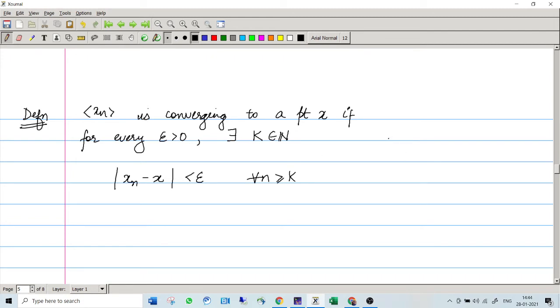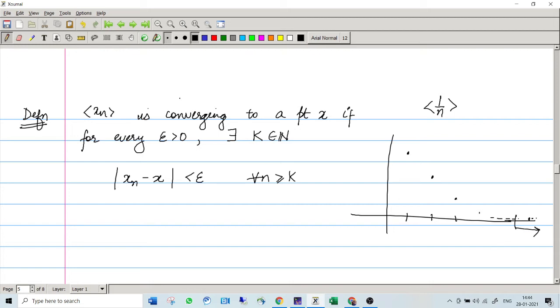So what do we have? Let us consider the same example, 1 by n. For n equal to 1, your answer was 1. For n equal to 2, your answer was half. For n equal to 3, your answer was here. For n equal to 4, the answer was somewhere here. And when n increases, the answers are very close to 0. So the distance between xn and x is very minute as n crosses a limit.